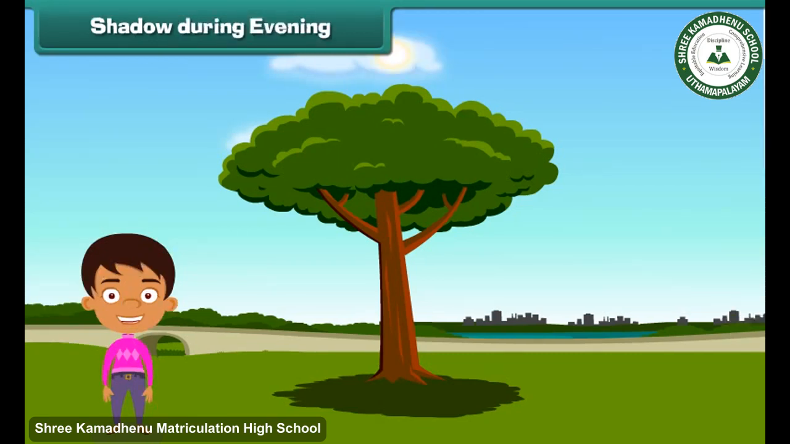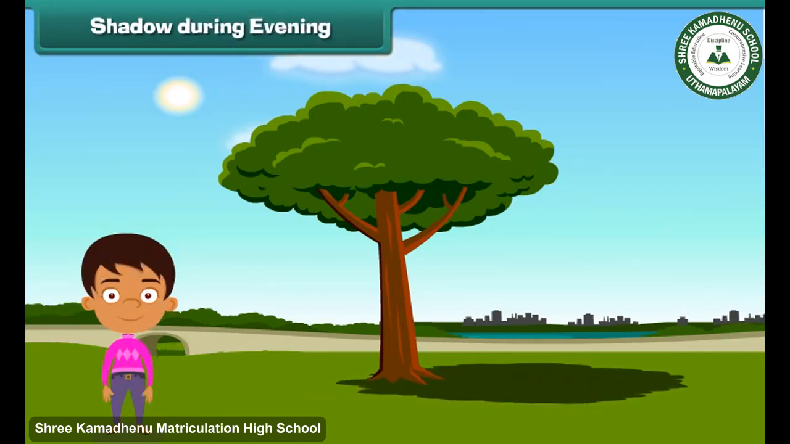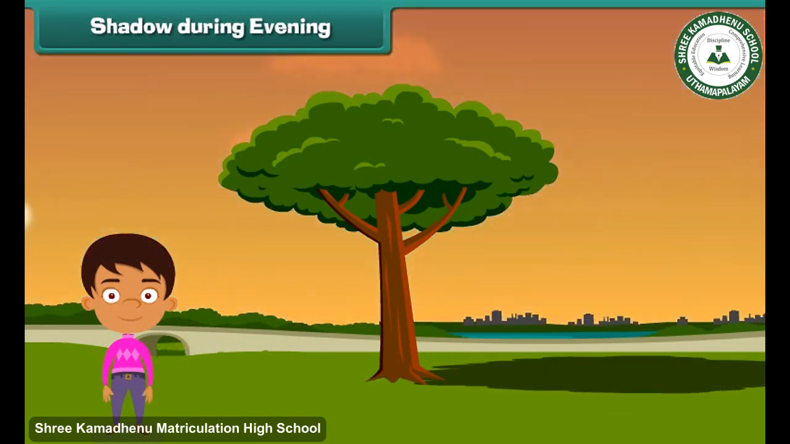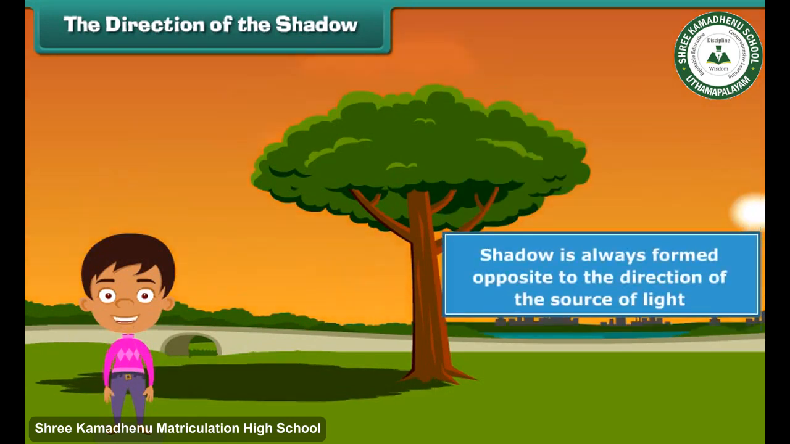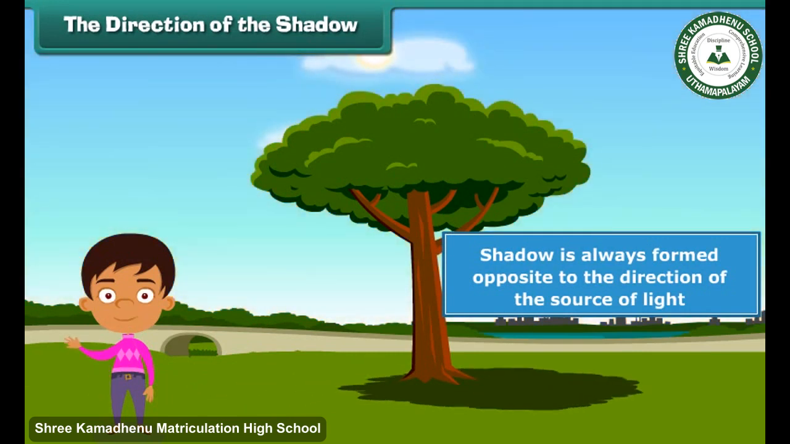Friends, as we all know that the sun sets in the west, hence in the evening, the shadow of the object forms in the east. So friends, we notice that as the sun changes its position, the length of the shadow of an object also changes. Hey friends, did you notice one more thing? That the shadow is always formed opposite to the direction of the source of light.